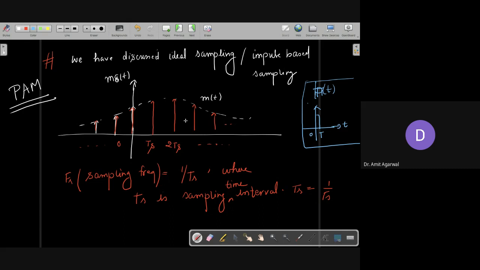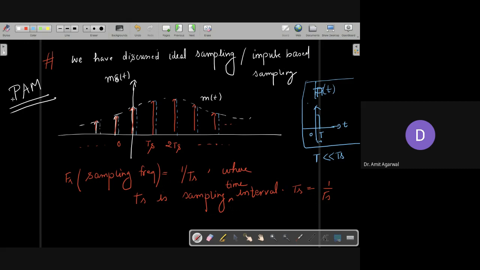But if you want to transmit those values, since we cannot generate ideal impulses, we have to take help of some practical pulses. So one such practical pulse is a rectangle pulse, whose width is capital T, and capital T is such that it is quite close to Ts. So now your practical sampled signal will look like this.